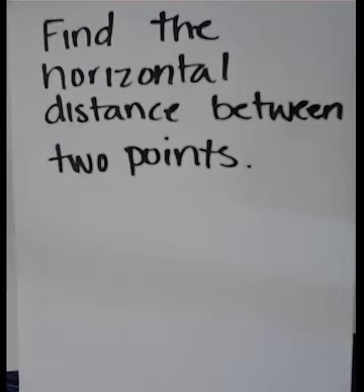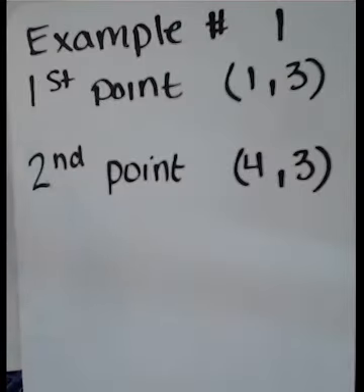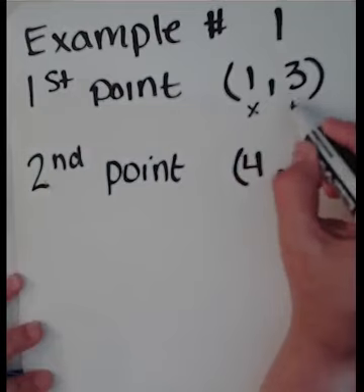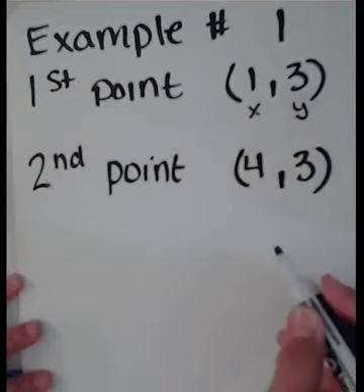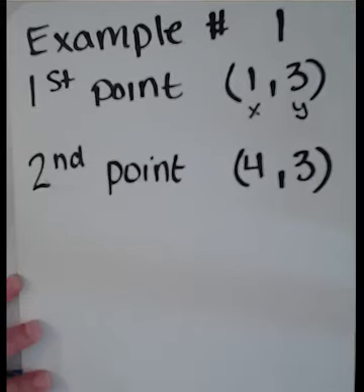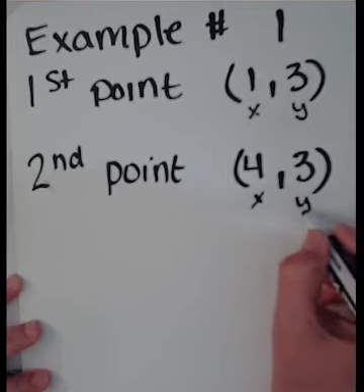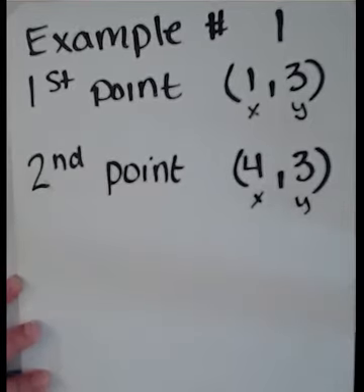Hi there. Today we are going to find the horizontal distance between two given points. Example number 1. In this example we are given 2 points. Point 1 has an x value of 1 and a y value of 3. Point 2 has an x value of 4 and a y value of 3.